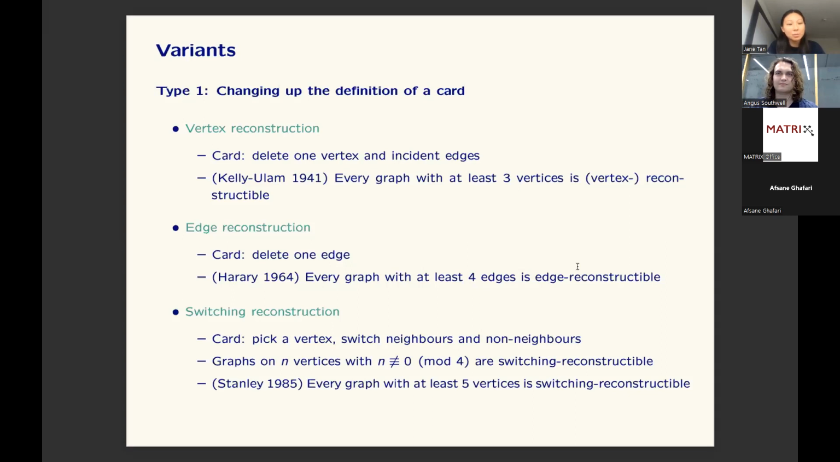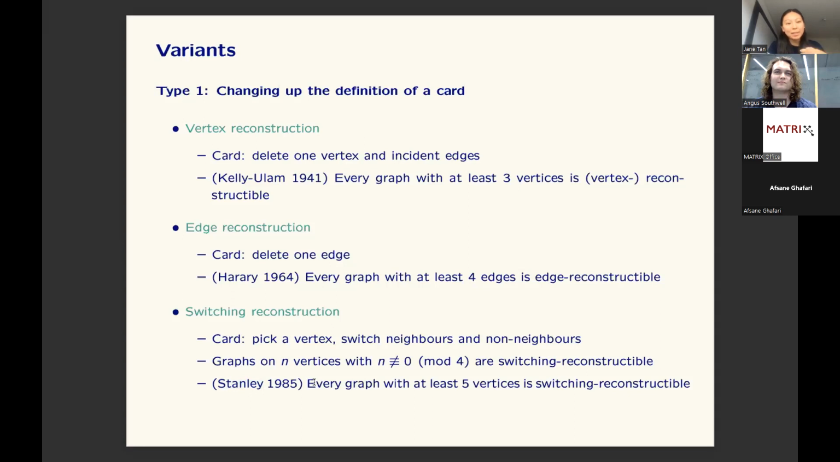And indeed, we can say a bit more in this case. There's this result that graphs on n vertices are switching reconstructible as long as n is not divisible by 4. And this funny divisibility condition really just comes from iterating this switching by taking iterated decks. That was proved by Stanley, and also Ulam and Coppersmith have a nice argument for that. But again, we're kind of stuck. This variant was introduced by Stanley in 1985, and the conjecture, which still stands, is that every graph with at least 5 vertices is switching reconstructible.